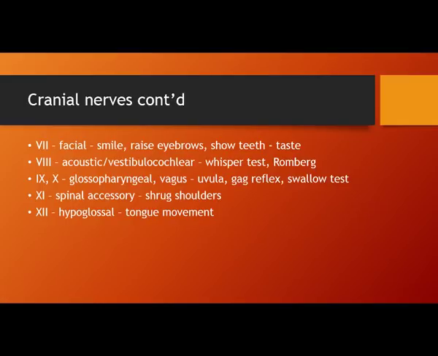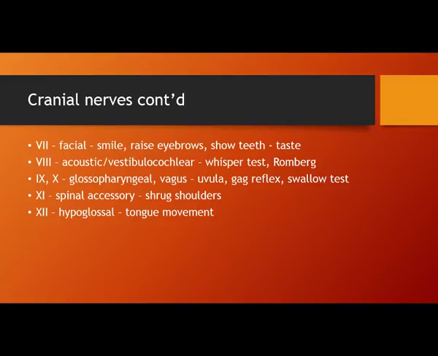Then cranial nerve 7, the facial nerve, we're going to have them smile. See if their smile looks symmetrical. Have them raise their eyebrows, show their teeth. And then for the sensory part of that one, we'll see if they can taste. Put maybe sugar, salt, sour, or bitter on a tongue blade and let them taste it, and then they can describe the taste.